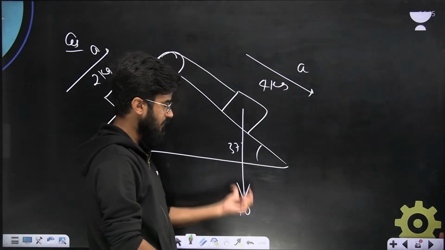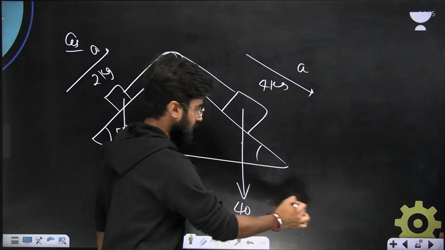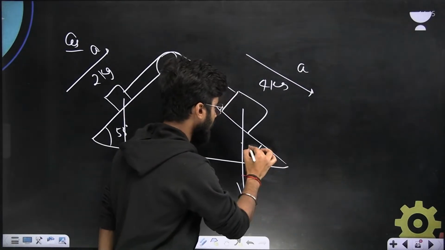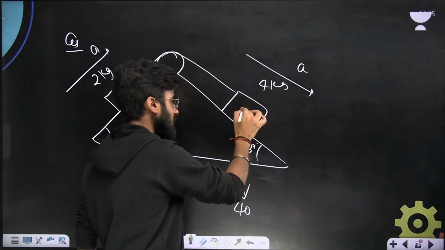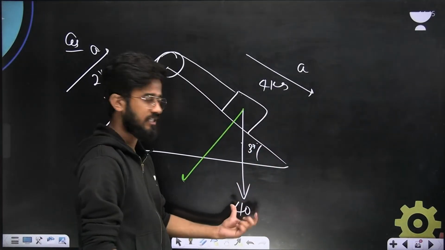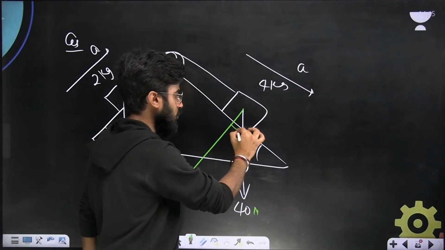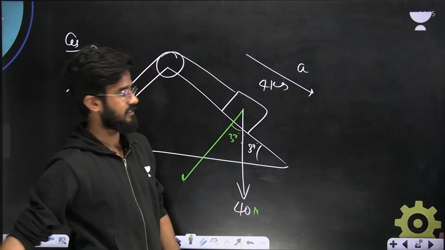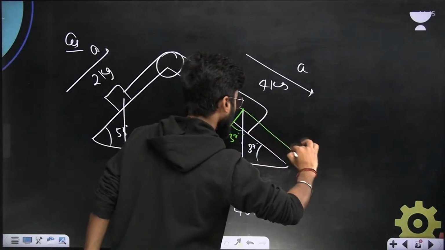So if this is 40 and this angle is 37, let me write it very clearly for you. It is 37. Suppose that I draw the components of this 40 Newton. If it's 37, the other is 53, so it is also 37. We'll just make the components of this 40 Newton along this and along this.